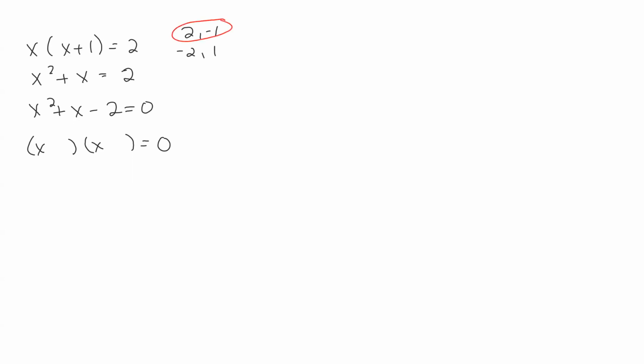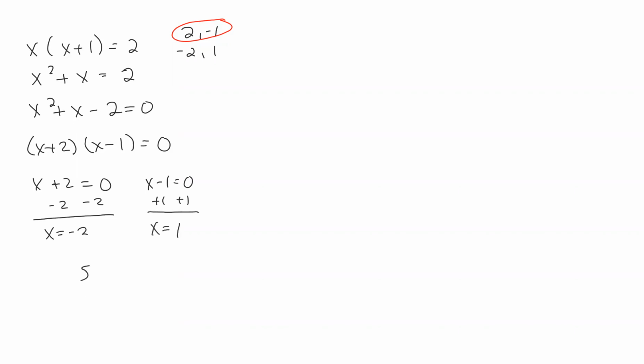Well, 2 and -1. So I would come down here, I'll go x plus 2, x minus 1 equals 0. So now I'm going to take each of these factors, I'm going to set it equal to 0. Now, if I have x plus 2 is 0, I subtract 2 from both sides, and I get x is -2. If I have x minus 1 is 0, I add 1 to both sides, and I get x equals 1. So my solutions would be -2 and 1.